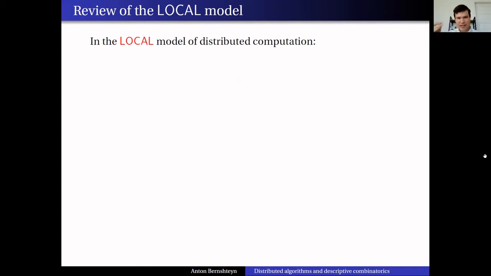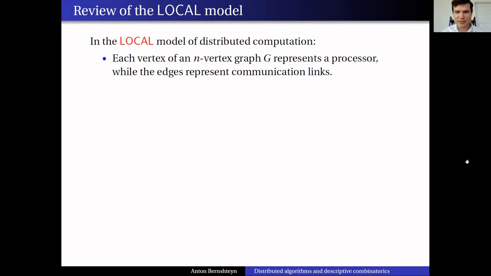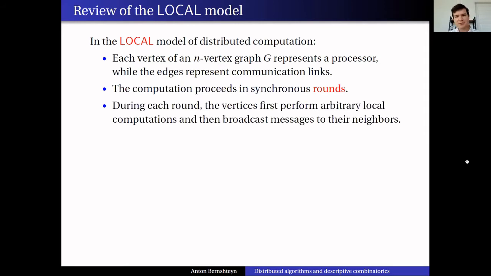Let me say this one more time. So there's this local model of distributed computation. We operate on an n vertex graph G. Computation proceeds in rounds, where on each round the vertices first perform arbitrary local computations and then send messages to their neighbors. And these local computations can be arbitrarily complex. We imagine that the vertices have unlimited computational power. And the messages, we also don't care how long they are. They can be arbitrarily long.